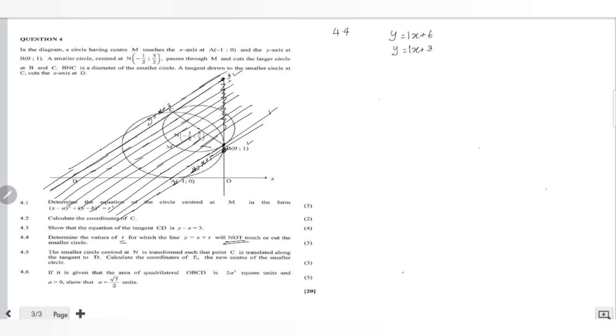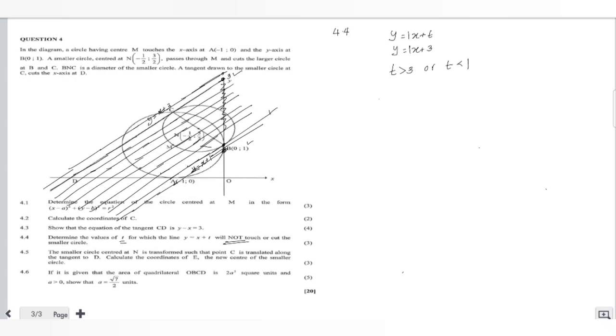This line is parallel to x plus 3, but should not touch the circle, which means t value is above 3. So all the t values greater than 3, or all the t values less than 1. If you draw any line with the gradient 1, should not touch the circle. So that is the answer to that question. You understand? So t greater than 3 or t less than 1.